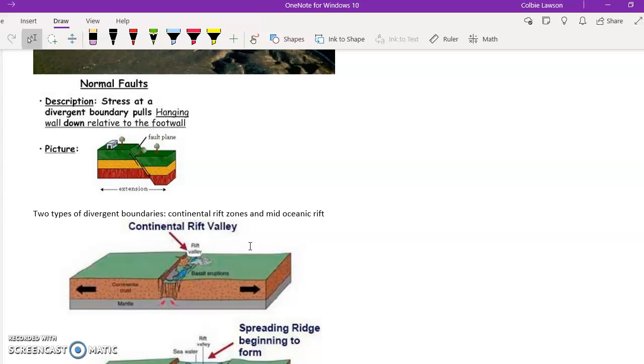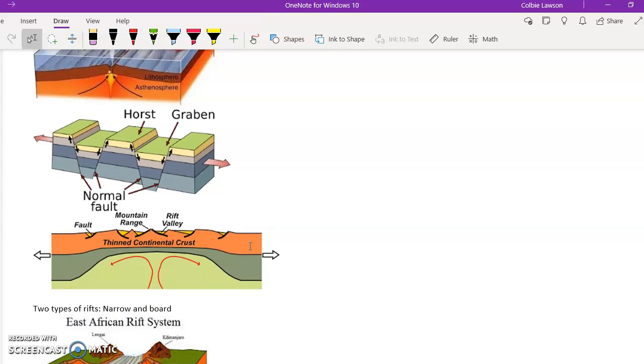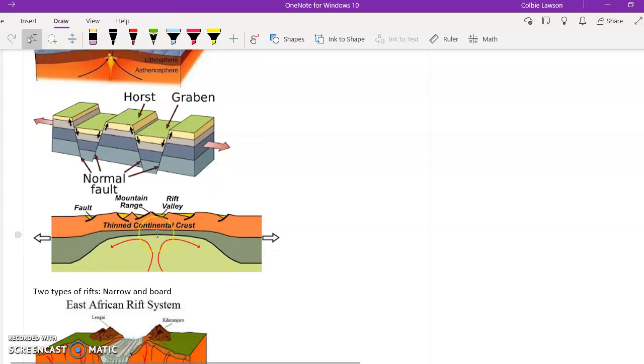The mid-oceanic rifts originate in continental plates as rift zones that expand, so that expands to the point of plates splitting apart and filling in the gap with seawater. And then, of course, normal faults are caused when these plates get so hot that they become soft, and these faults grow. And we know that this depression here is called a graben. The high rises are horsts.